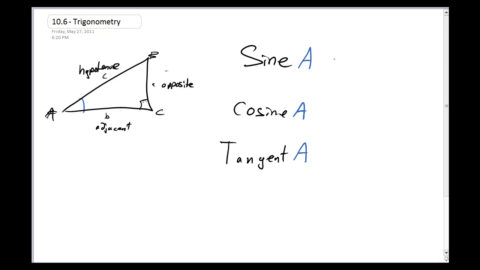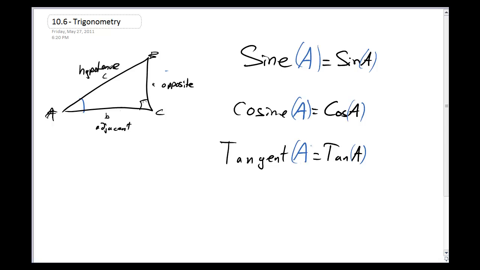We don't always want to write sine, cosine, and tangent A, so instead we tend to write sin A, cos A, and tan A. These sines, cosines, and tangents from our talk about functions earlier are functions, so I can put function parentheses if I want. Again, just like with exponents and logarithms, I tend to not put function parentheses. It's an acceptable shorthand to not do that.